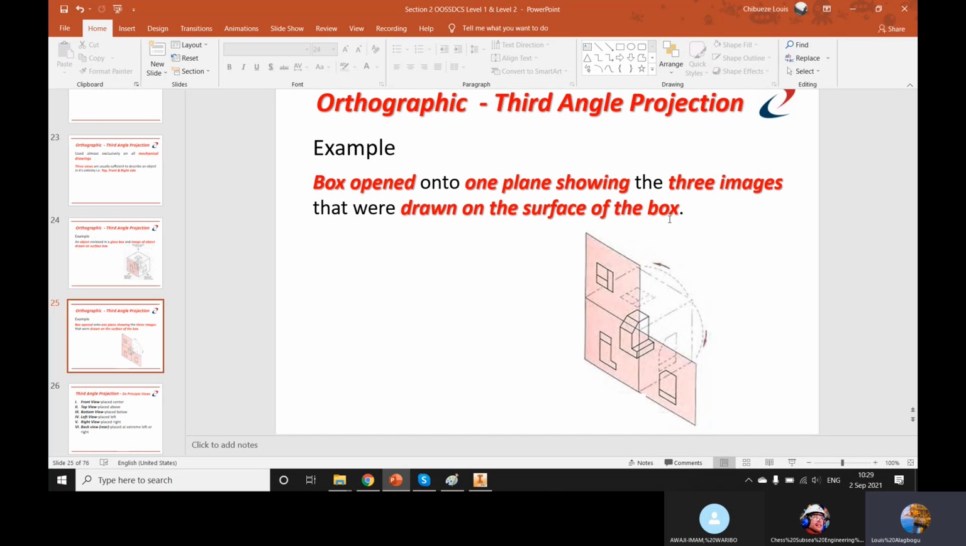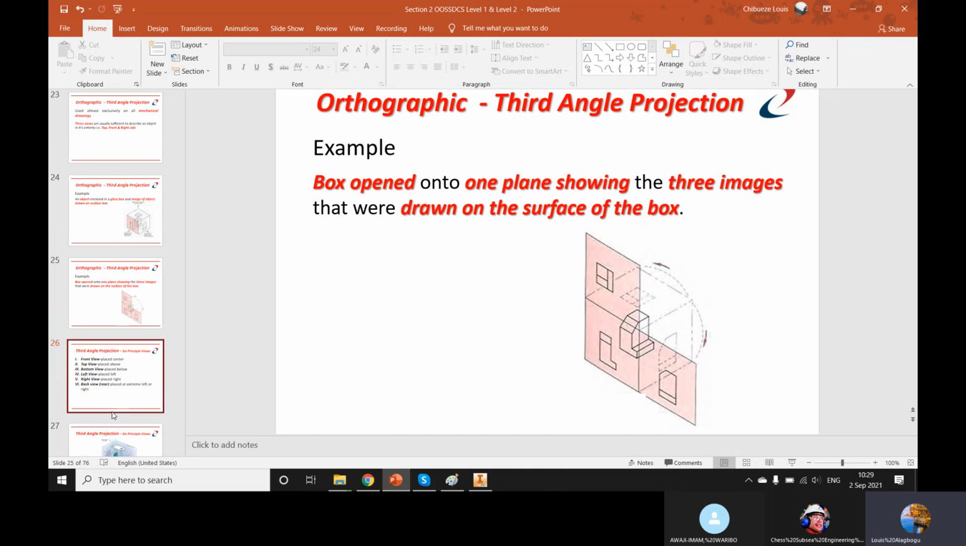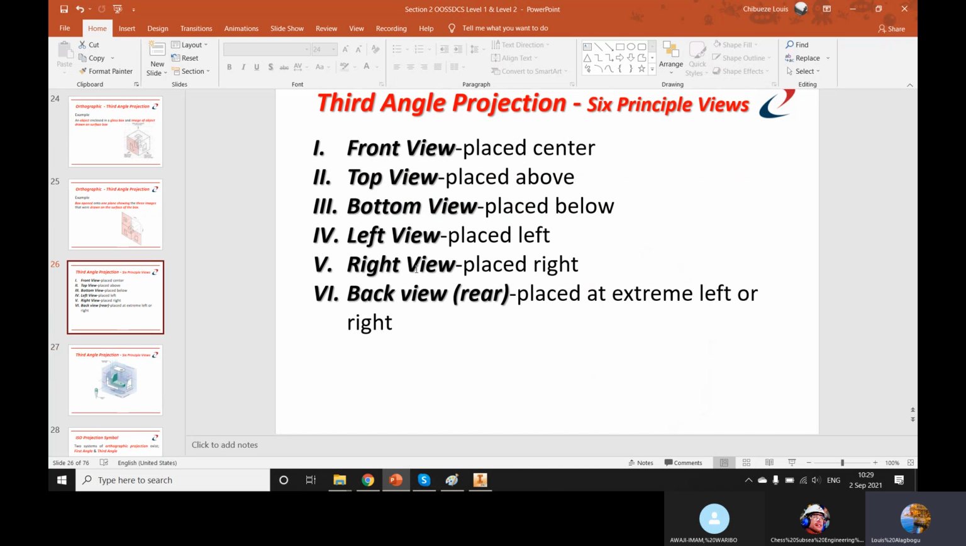So this is still the third angle projection, representing it in these 3 views like I mentioned earlier. And these are the 6 views I said: the back view, the right, the left, the bottom, top, and front.